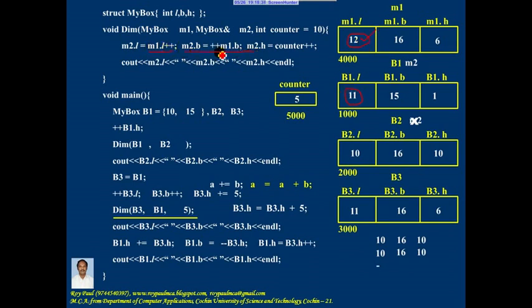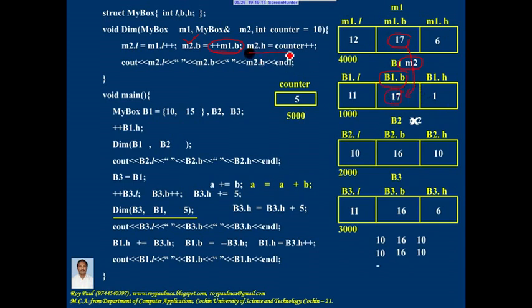Now the second statement, here also multiple operators are there, assignment and prefix. What is the rule of prefix? Change and use. So first I need to change it, plus plus m1.b. So plus plus 16, this must become 17. Now the changed value, which is 17, should be assigned to m2.b. So this is m2.b. So this 17 should come here. You can see the 17 came there.